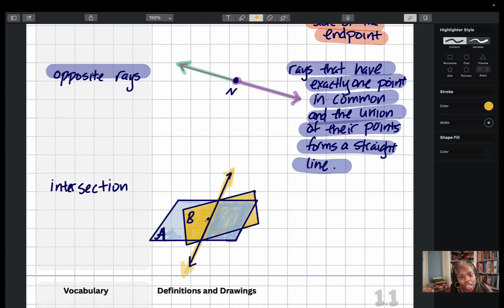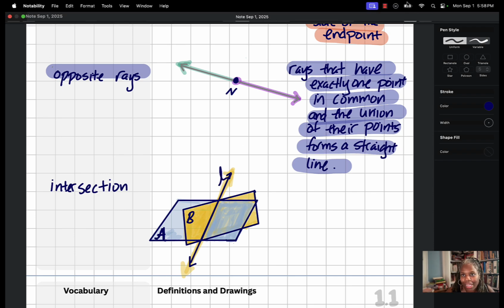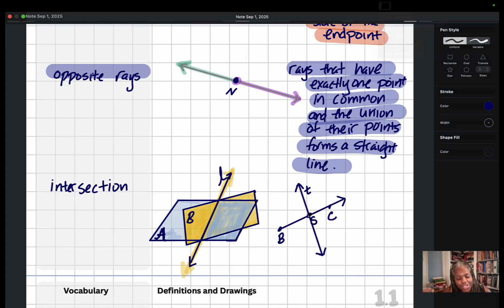So the intersection of these 2 planes would be this line. I'm going to call it line L just because. So these 2 planes, A and B, intersect in line L. Let me show you some other intersections. Here's another intersection example. We've got ray BC. We're going to call this ray BC because it starts at endpoint B and goes off in the direction of C. Ray BC intersects line T at point S. And so remember, intersection is the point or points that 2 shapes have in common that are intersecting into one another. That's the intersection, and that's the end of our vocabulary.